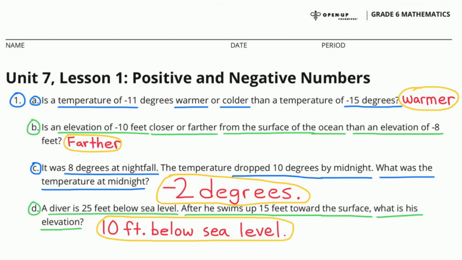D. A diver is 25 feet below sea level. After he swims up 15 feet towards the surface, what is his elevation? 25 feet below sea level would be like negative 25. And then he swims up 15 feet, that would be like plus 15. So negative 25 plus 15 would be 10 feet below sea level, or negative 10.